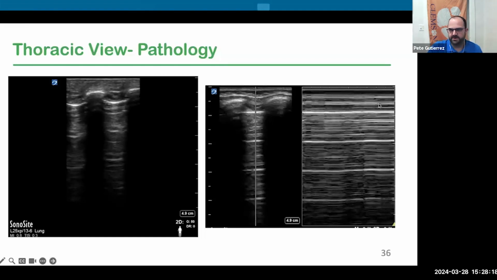Compared to that seashore sign, you can see that there are straight lines here all the way across, which means there's nothing changing as this patient is trying to breathe in and out, so the visceral and parietal pleura are not touching each other. And so this would be indicative of a lack of lung sliding. This is also called the barcode sign.